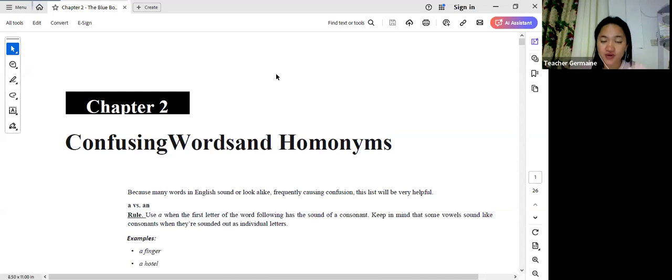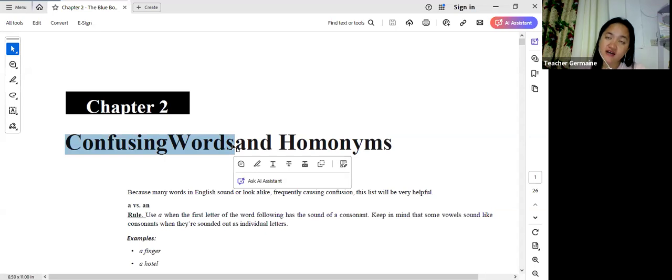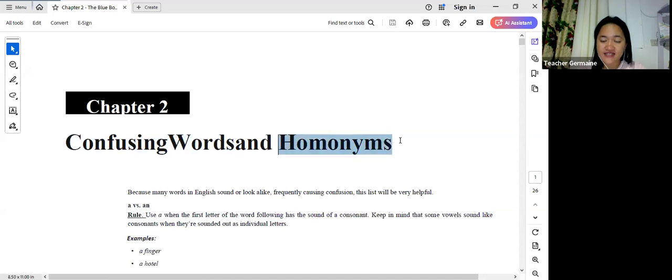Chapter 2, we will be discussing confusing words and homonyms. It cannot be avoided that there are words that are confusing, maybe words that have the same pronunciation but are different in meaning. That's why we can say that they are confusing. Let us take a look at this word. How are we going to read the highlighted word?